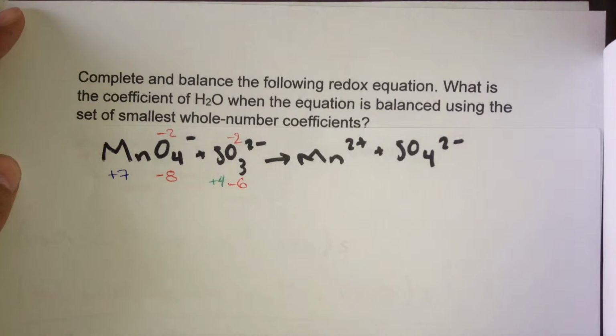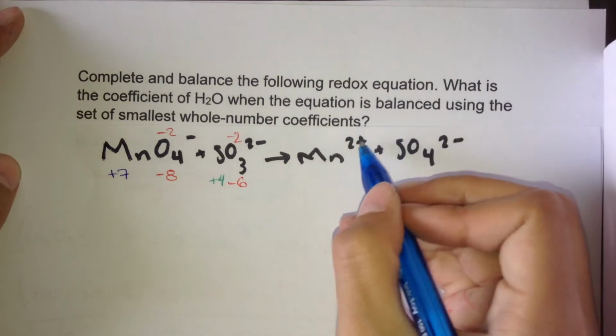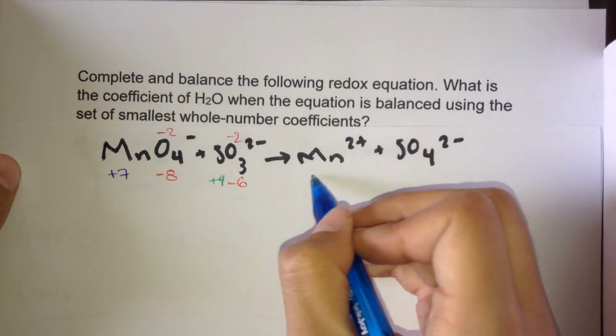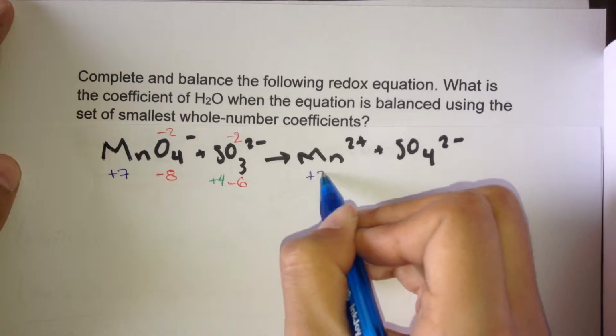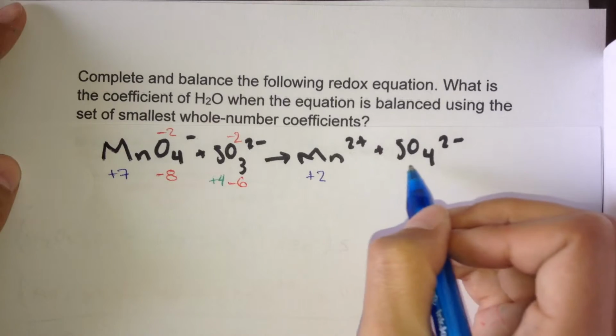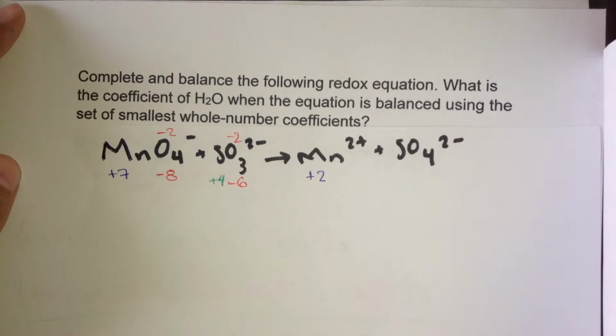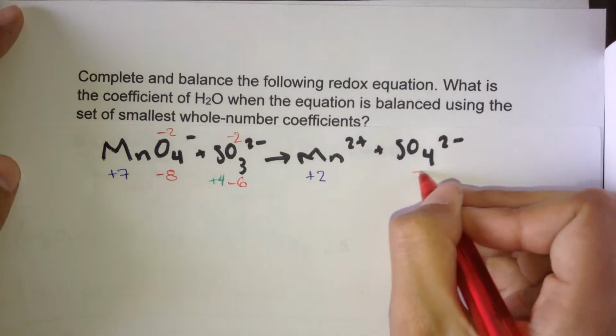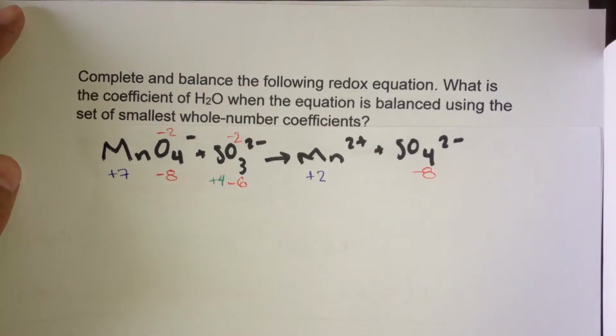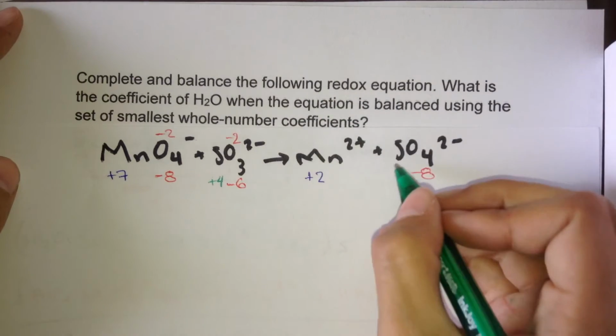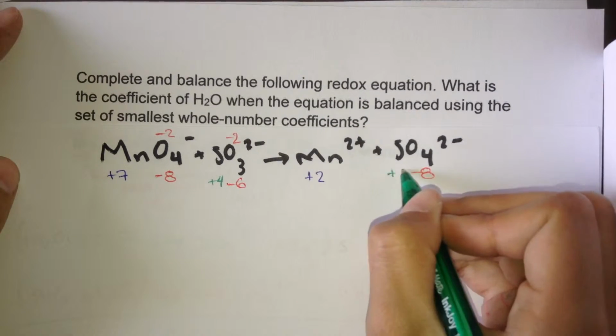On this side, we have a charge of 2+, so our oxidation number is 2 positive. And the same deal with oxygen, we end up having a charge of -8, which leaves sulfur with a charge of +6.